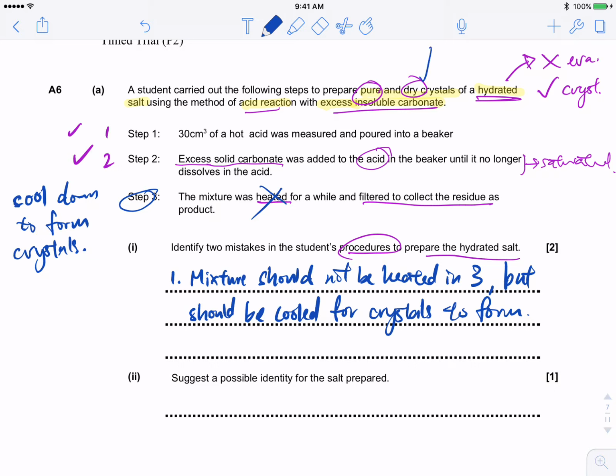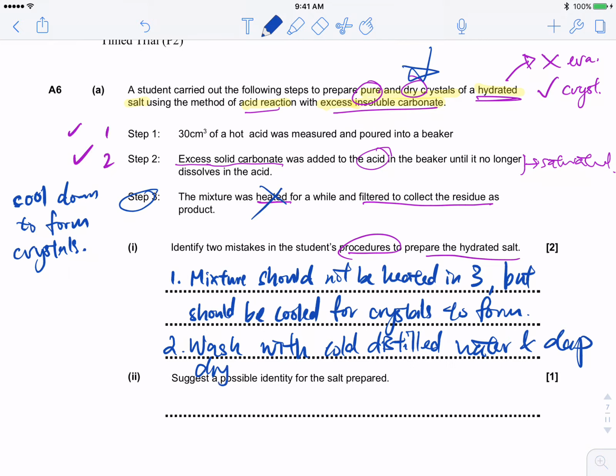Now the second thing is they want dry crystals. For evaporation to dryness, it's very easy to obtain a dry sample because you just heat and heat and heat until you're sure all the water is gone. Okay, but here when it's crystallization, we always need to wash it with cold water and then dab it dry, or we use a lamp. Okay, so we wash with cold distilled water and dab dry at the end.